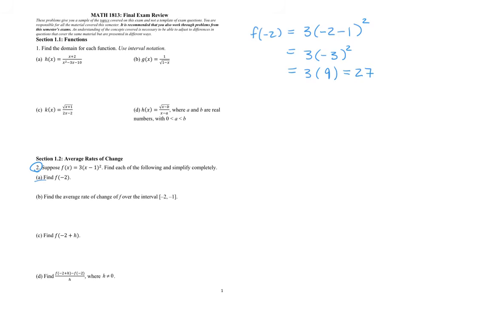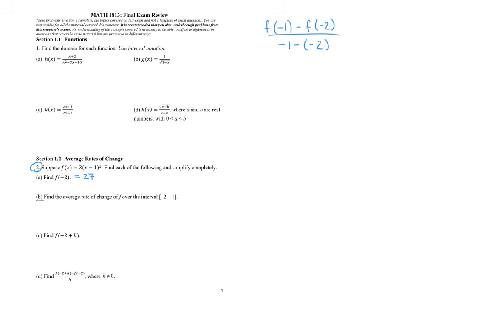Okay, great. Next we need to find the average rate of change over the interval from -2 to -1. So we'll go ahead and use the formula. Our average rate of change over that interval should be given by f of -1 minus f of -2 over -1 minus a -2. Okay, so this is our average rate of change.